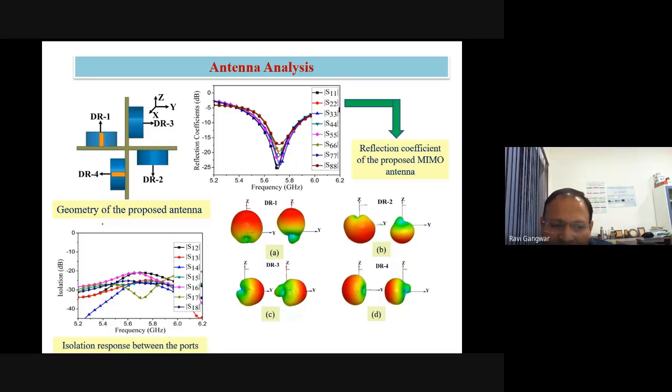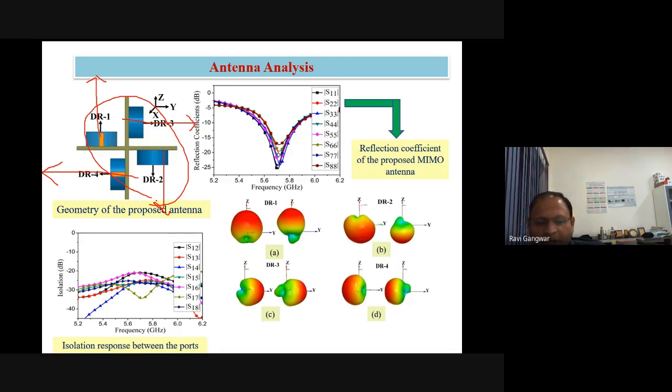Then I am going to use the actual antenna elements. Now you can see that DR1 is excited and radiates into this direction. This one is this direction, this one is this direction, and that one is there. That means we are able to cover the complete 360-degree plane by using this particular geometrical configuration. Each DR radiates in a different direction. That means this is a perfect concept of pattern diversity. So in this structure, we are able to get polarization diversity and pattern diversity, and also cover the 360-degree angle here.